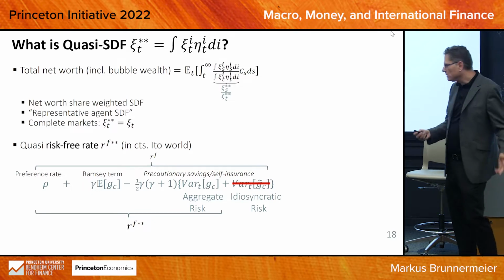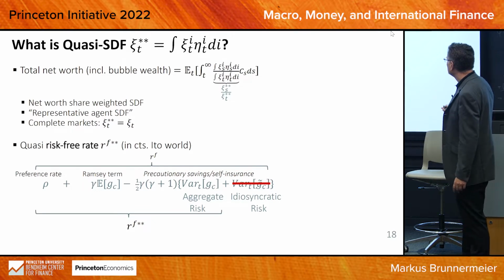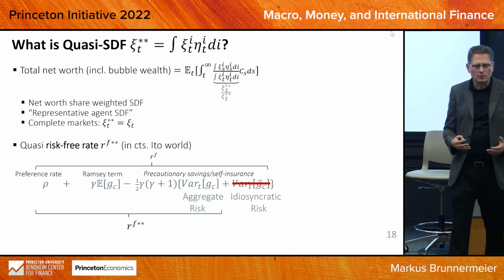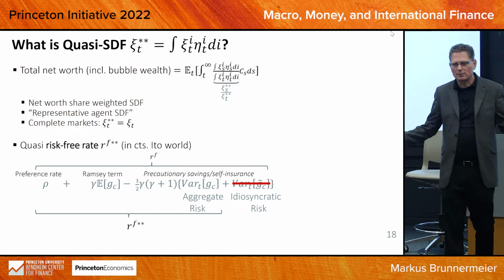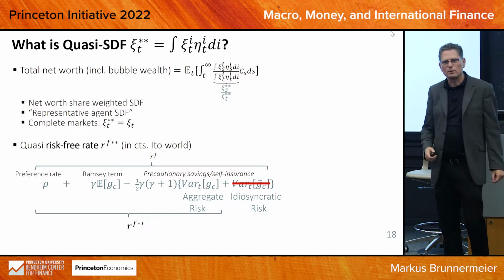And of course, if you have complete markets, then these wealth shares would not move around. They would be constants. You bring them outside, and then it would just collapse to the one without double star. It's also good to know that without incomplete markets, things would go back to the normal Lucas thing.